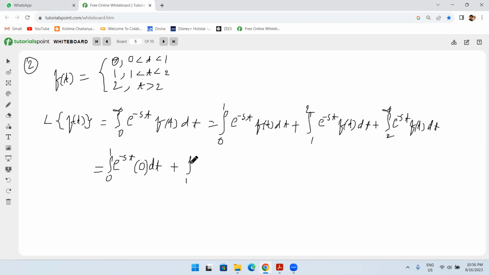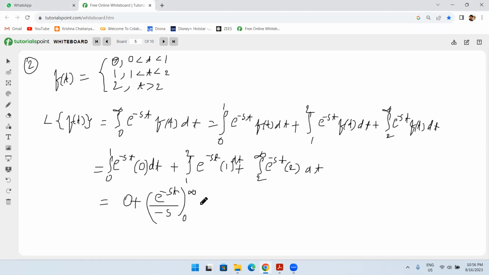And plus integral 1 to 2 of e power minus st, where f of t is defined as 1 from 1 to 2, so we substitute 1 here. Plus integral 2 to infinity, where t greater than 2, the value is 2, dt. Here also dt. The first value is 0 and the second value is the constant 1. So the integration of e power minus st is e power minus st by minus s. Here I am taking 2 outside, e power minus st by minus s.